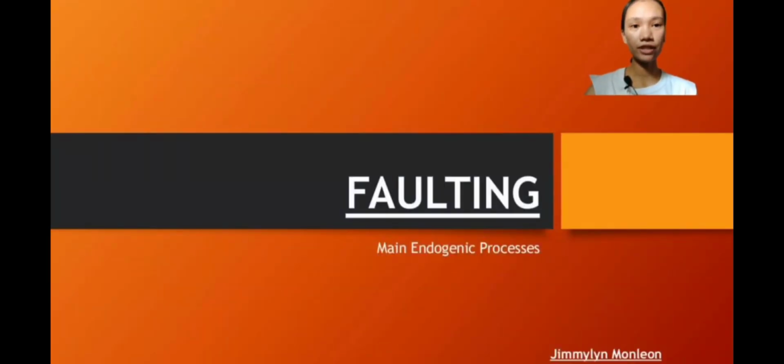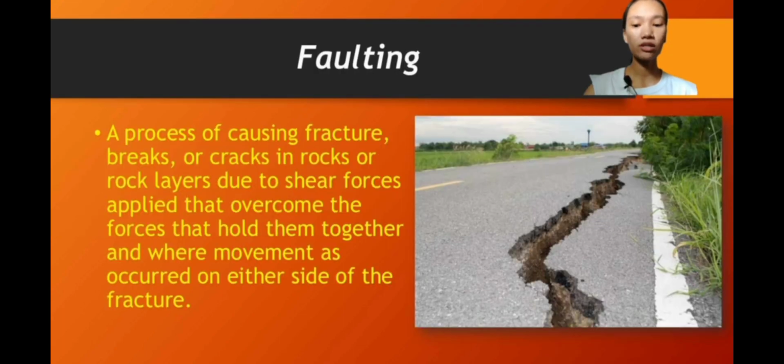So we have here the faulting process, one of the main endogenic processes. Faulting is a process of causing fractures, breaks, or cracks in rocks or rock layers due to applied shear forces that overcome the forces that hold them together, where movement has occurred on either side of the fracture.